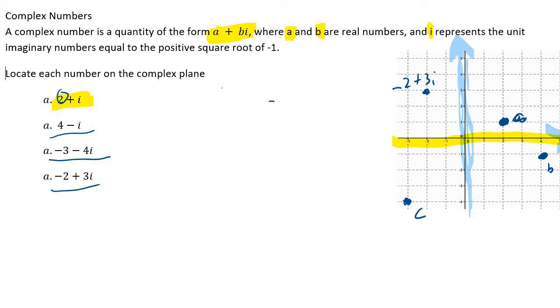Okay, so this one is negative 3 minus 4i. This one is 2 plus i.